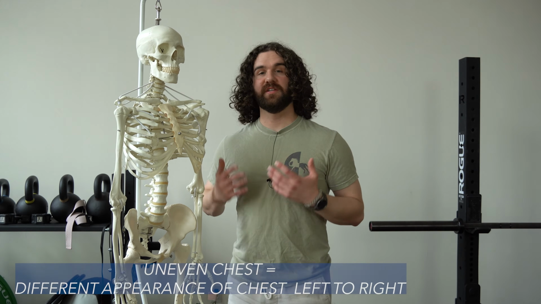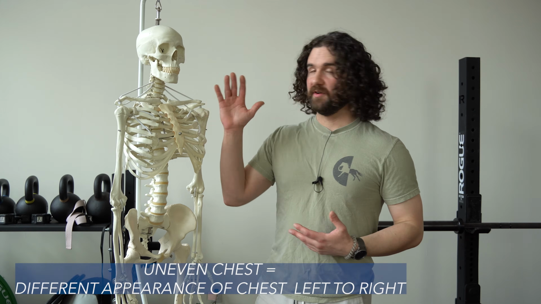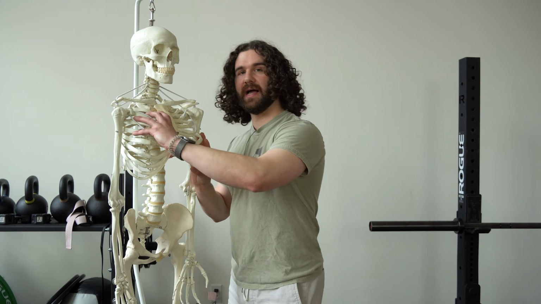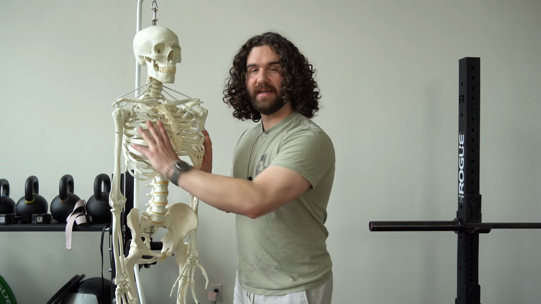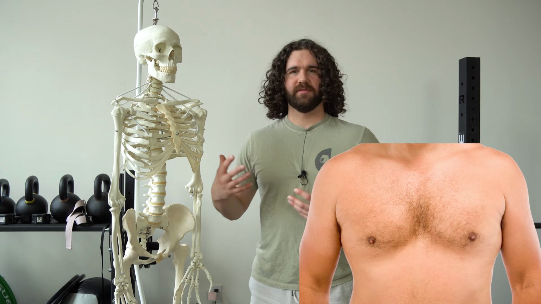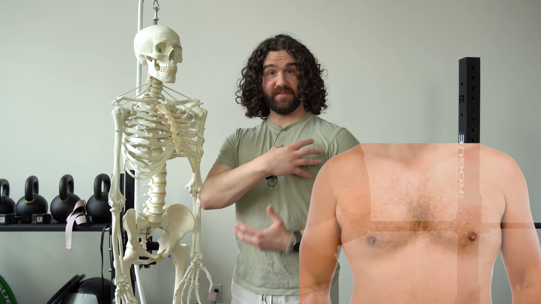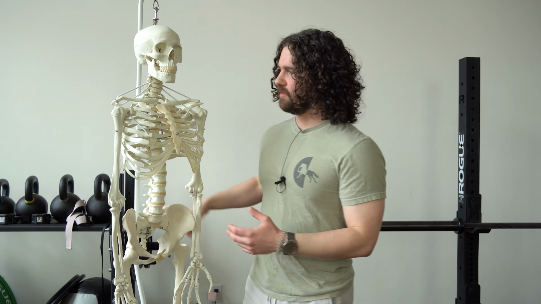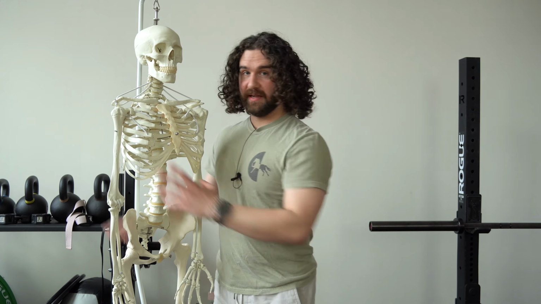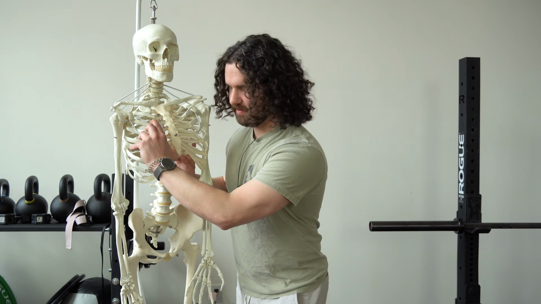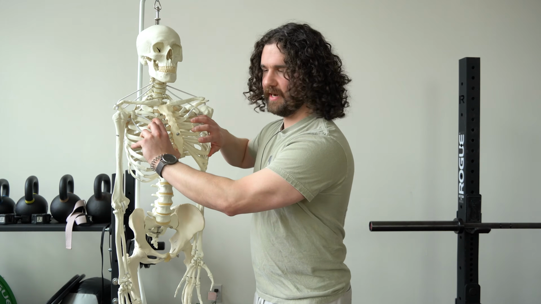So uneven chest is pretty much exactly what it sounds like. It's when you have a difference in the appearance of the chest from left to right. Most commonly, what you're going to see is a right side that is quite compressed down, giving the appearance of a smaller pec and chest on the right when compared to the left. So you have this appearance of a nice full left side and a little bit of a sunken right side. And the reason for that, once again, is that as humans, we're naturally asymmetrical and we tend to compress the right side of the body more so than the left side.